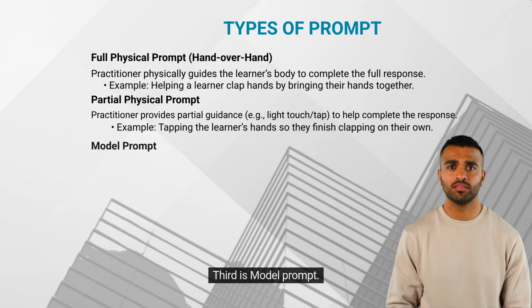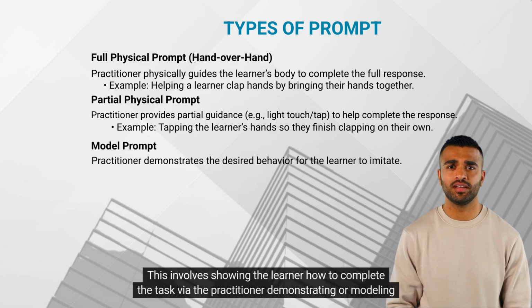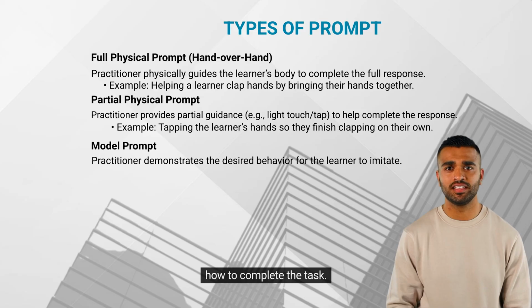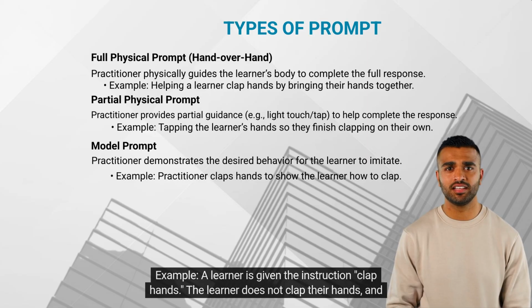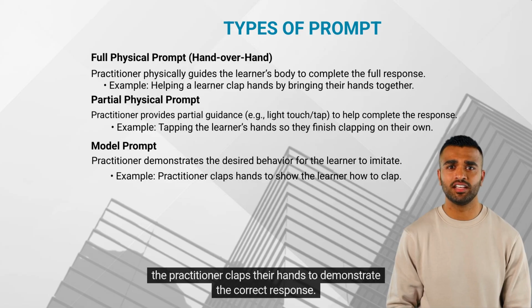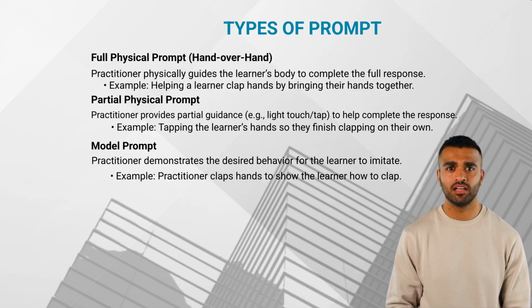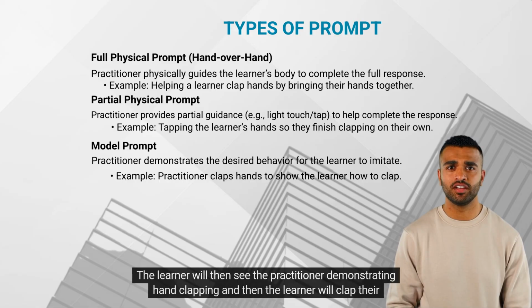Third is model prompt. This involves showing the learner how to complete the task via the practitioner demonstrating or modeling how to complete the task. Example: a learner is given the instruction clap hands. The learner does not clap their hands, and the practitioner claps their hands to demonstrate the correct response. The learner will then see the practitioner demonstrating hand clapping, and then the learner will clap their hands.